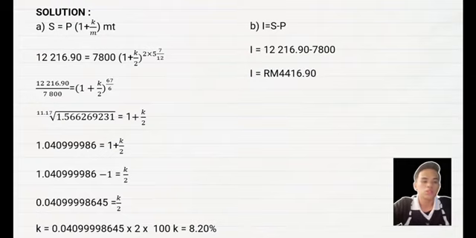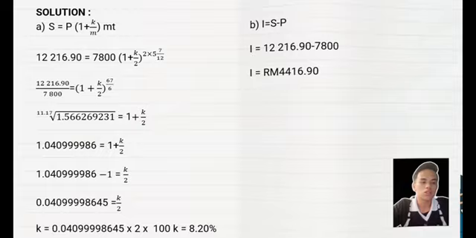To find the interest earned in question 1b, we use the formula I = S - P. 12,216.90, the amount S, minus 7,800, which is P. By that, the total interest earned is 4,416.90.